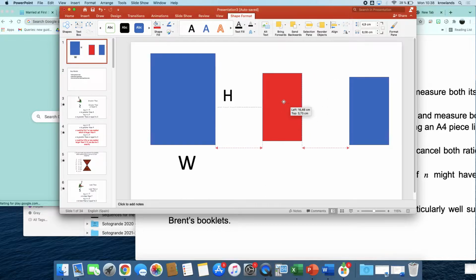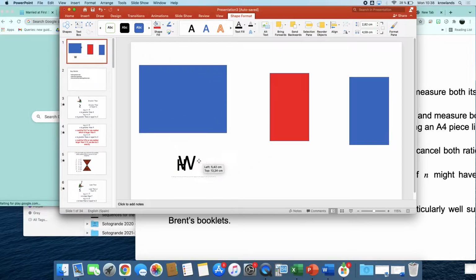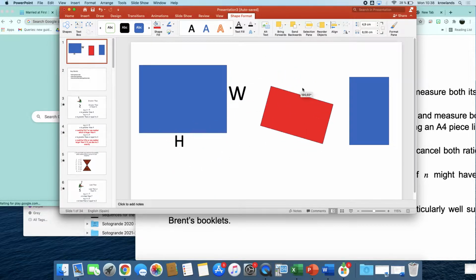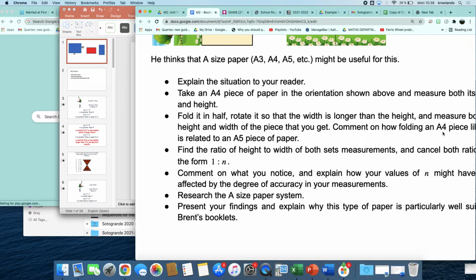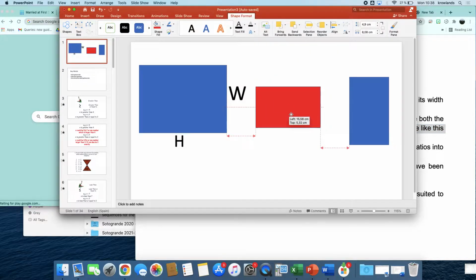Your investigation is slightly different to this because it wants you to remain horizontal rather than vertical. So your shape's actually going to be orientated this way round, but it will still remain the same, that this is going to be the height and this is going to be the width. So you've got to comment on what are the similarities between this blue shape and this red shape. So this was this point here. Comment on folding an A4 piece of paper like this is related to an A5. So you're going to see, is this red shape related to an A5 if you've halved the blue shape?